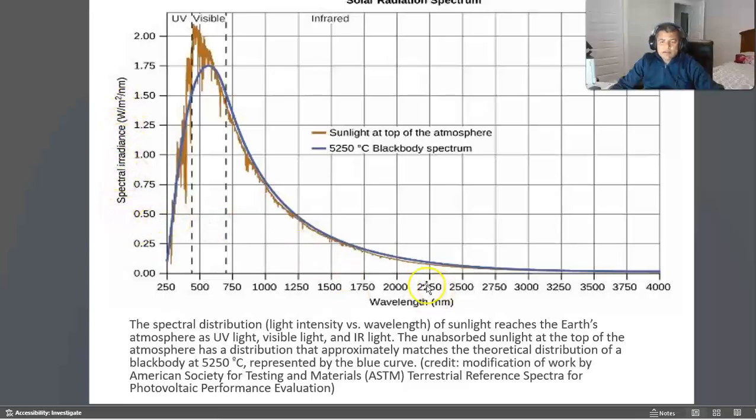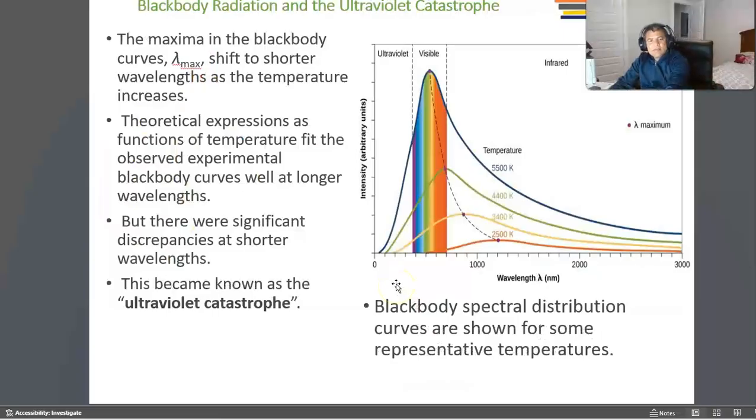The spectral irradiance is less. So this is the black body. Now let's see the black body radiation and the ultraviolet catastrophe. The maxima in the black body curve, lambda max, is shifted to the shorter wavelength as the temperature increases. If the temperature increases, the wavelength is decreasing.